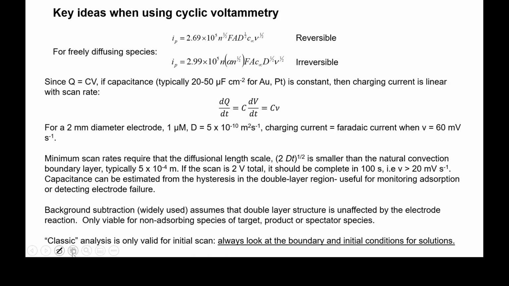If we take, we're on the sort of anti-penultimate paragraph, the third from the bottom: the minimum scan rate requires that the diffusional length scale is small compared with the natural convection boundary layer, or your Nernst layer. The natural convection boundary layer is typically of the order of 5 times 10 to the minus 4 meters. So if you're doing a potential scan of 2 volts, it needs to be over in 100 seconds. Otherwise, you're going to get natural convection distorting your concentration layer, and your voltammograms are not going to be analyzable accurately by the conventional Nicholson-Shain or Randles-Sevcik equations.